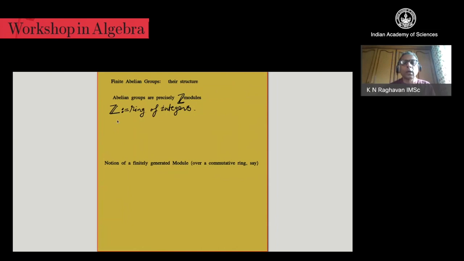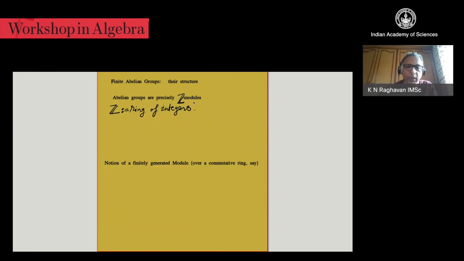So let us look at it. It's an abelian group. So I'm defining, in a sense, this is a circuitous definition. But what I want to say here is that, you know, just look at Z as a ring, and the concept of a Z module is the same as that of an abelian group. Okay, so the circuitousness comes from the following. When I say Z module, I mean an abelian group to begin with.